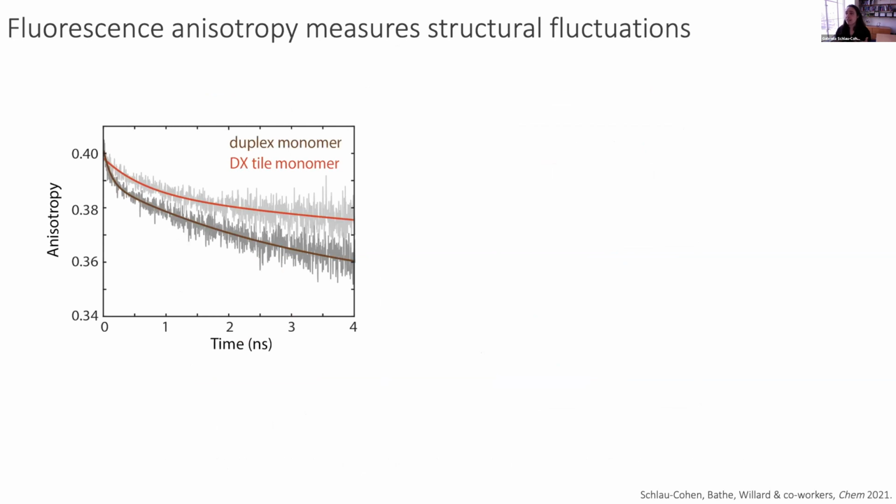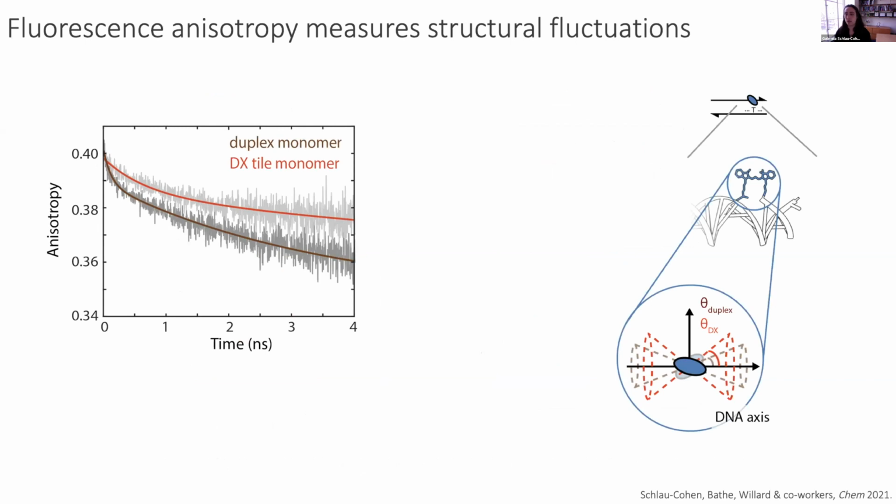We can also measure the time scale of different fluctuations using fluorescence anisotropy. So these are the anisotropy fluorescence decay curves for a monomer on a duplex and then on a DX tile. And by fitting this within a simple cone angle, what we see is that those structural fluctuations have different magnitudes within the time scale of the lifetime, where the DX tile has almost 10 degrees larger of a cone angle.